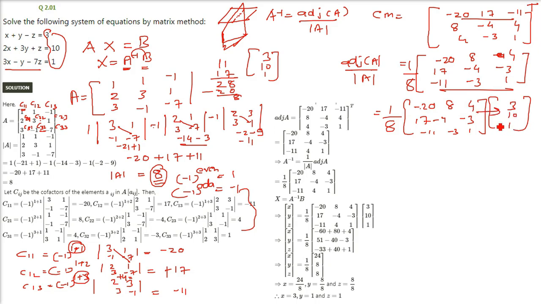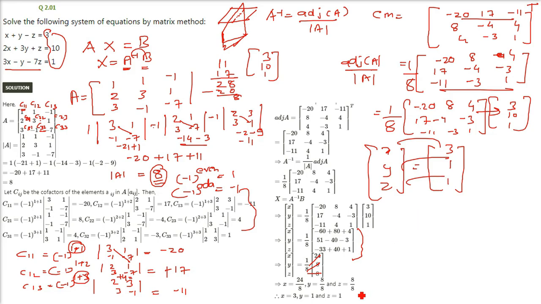Like the first value I'll tell you: minus 20 into 3 plus 8 into 10 plus 4 into 1. So x, y, z, whatever value will come, let me tell you the value will come as 24, 8, 8. Once you compute it, you have to divide it by 8 also because there is already an 8 outside. So 24 divided by 8 is 3, then 8 divided by 8 is 1, 8 divided by 8 is 1. So x becomes 3, y becomes 1 and z becomes 1. Okay. So this is for a 3 by 3 matrix, system of equations by the matrix method. This is how you have to solve.